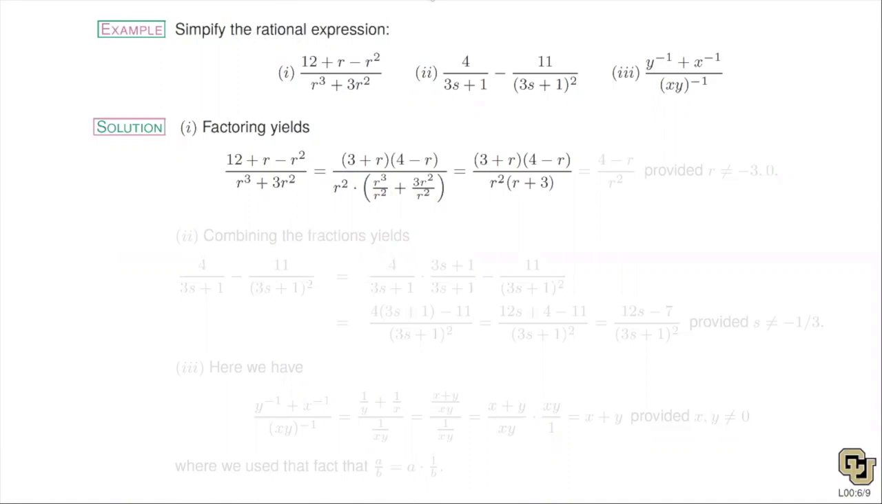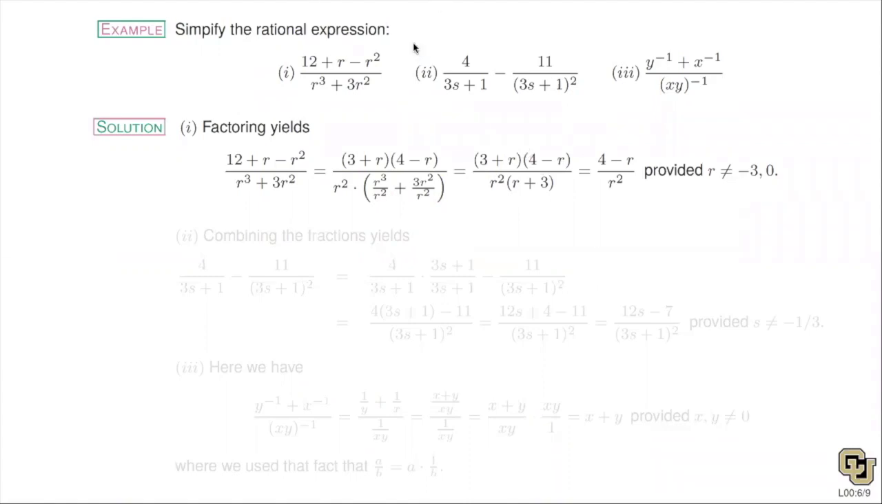The other thing we try to do in simplifying is to cancel. And here, 3 plus r and r plus 3 are the same term. So we can cancel in the numerator and denominator. So this is my simplified answer, 4 minus r over r squared. And I say provided r is not equal to 0 or 3. So that's the domain restriction.